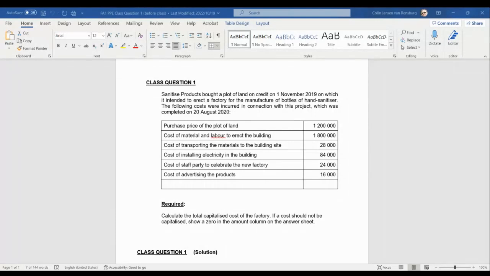Should it be capitalized as part of the cost of the asset of the factory, the property, plant, and equipment, which is factory in this case? Is someone going to attempt an answer there?